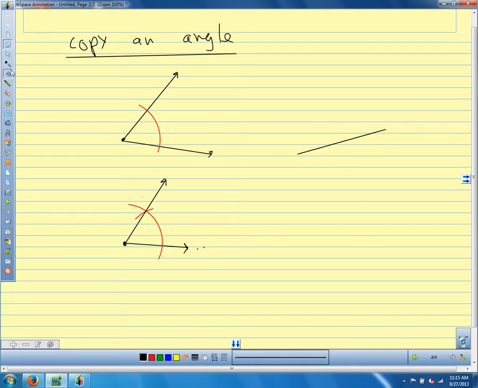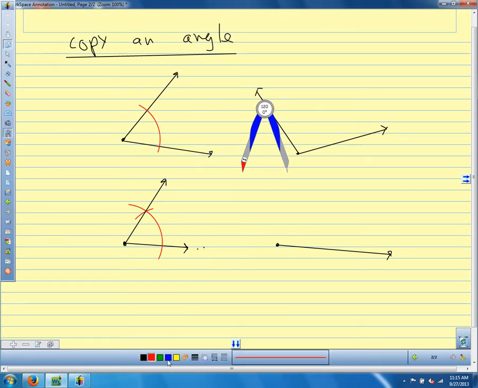Here's my angle. I'll make it just a little different this time. I'll make it a little bigger. I want to copy that angle. So I'm going to draw one side of my new angle. Doesn't matter how I draw it. This is going to be one side of my new angle. And here's my vertex.